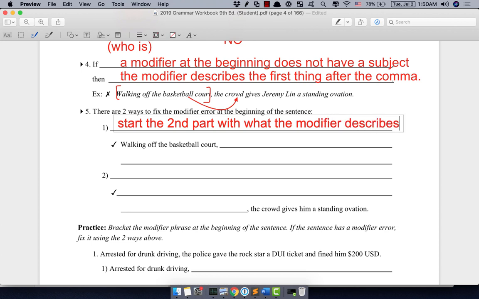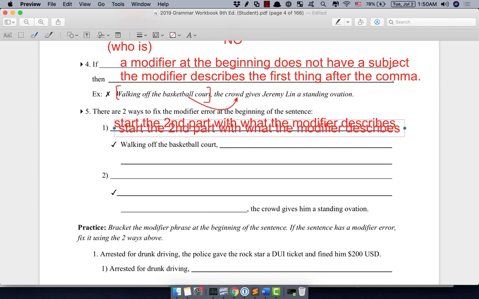Okay, and so here, since the modifier here, walking off the basketball court, describes, who? It describes Jeremy Lin. So then you should have Jeremy Lin, what does Jeremy do? Jeremy receives a standing ovation from the crowd, blah, blah, blah. Doesn't matter. As long as you have the word Jeremy Lin here, then that shows you understand what this point is talking about. So draw an arrow from walking off the basketball court to Jeremy Lin also, because that describes that.